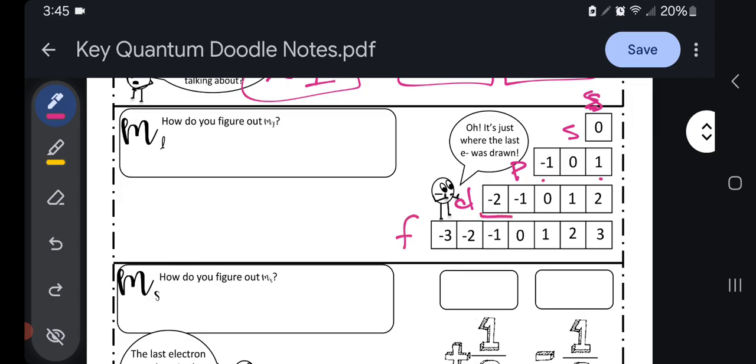Now look at your D block. How many groups? There are 10. So if there are 10 people, it would take 5 bunk beds. 1, 2, 3, 4, 5.